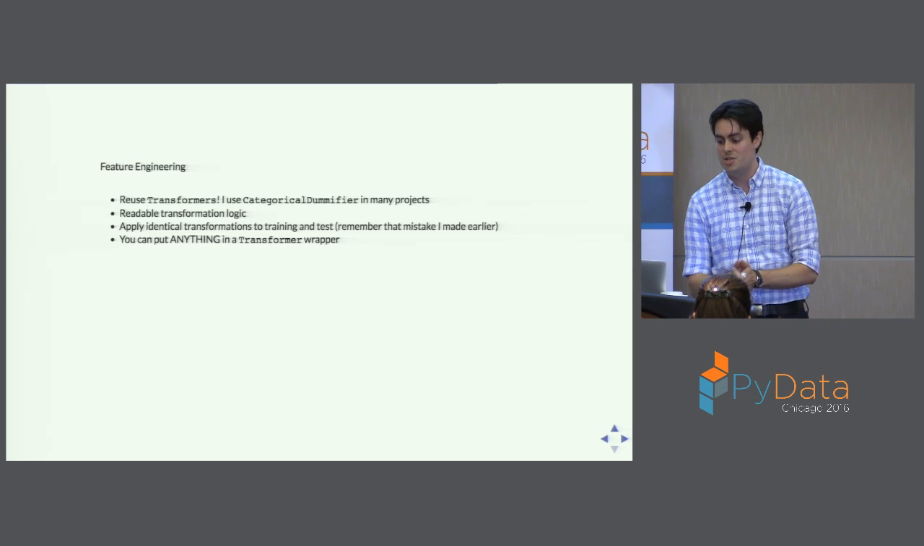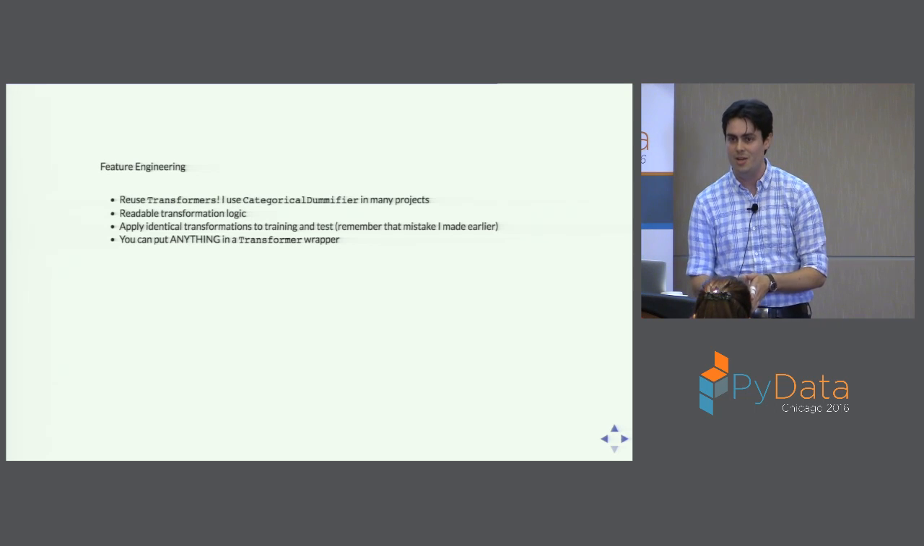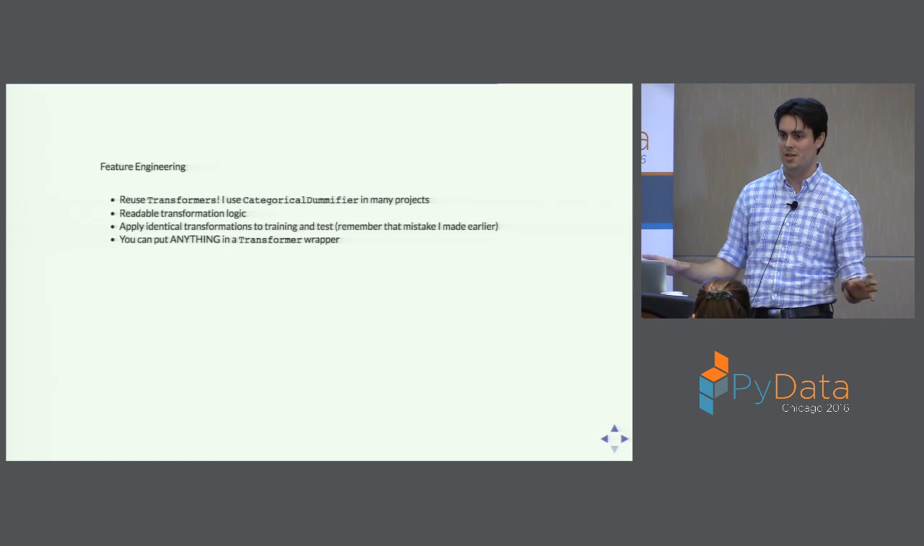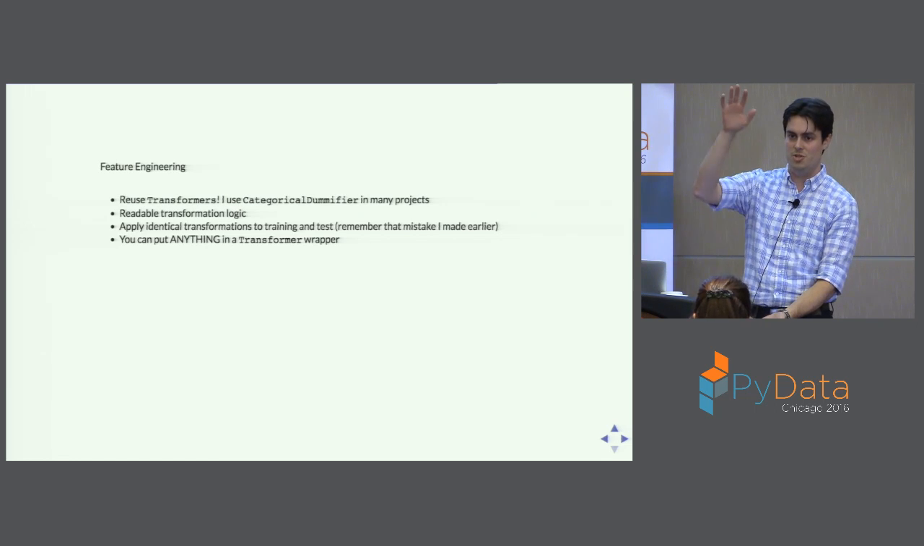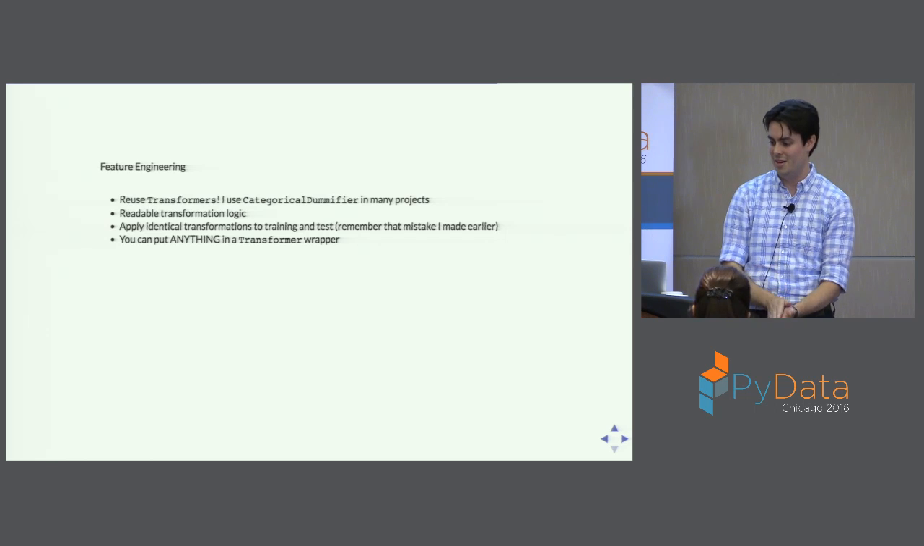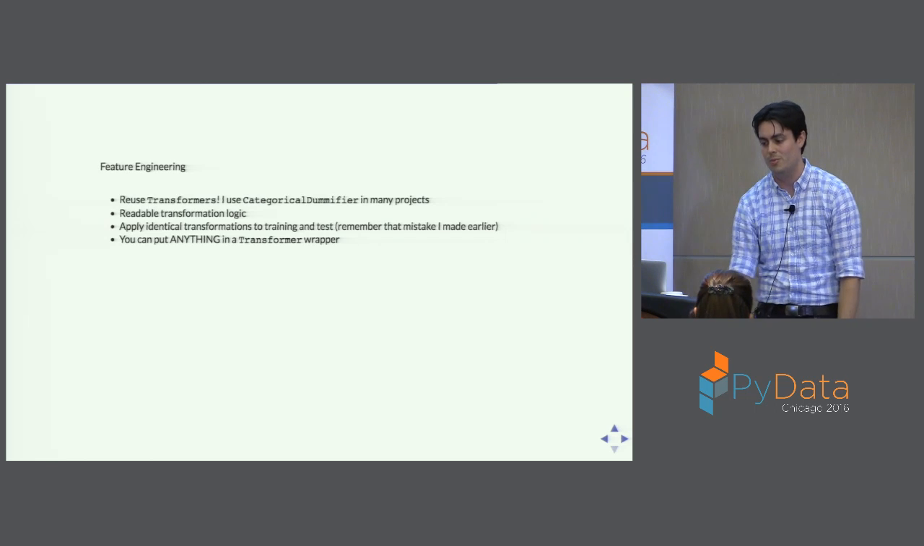Apply identical transformations to training and tests. Remember that mistake I made earlier? This is just one of those mini gotchas in data science that you avoid entirely by using the exact same feature engineering pipeline. Everything comes through. It's hard to mess up. I can still do it though. Don't trip, yeah. You can put anything in a wrapper.